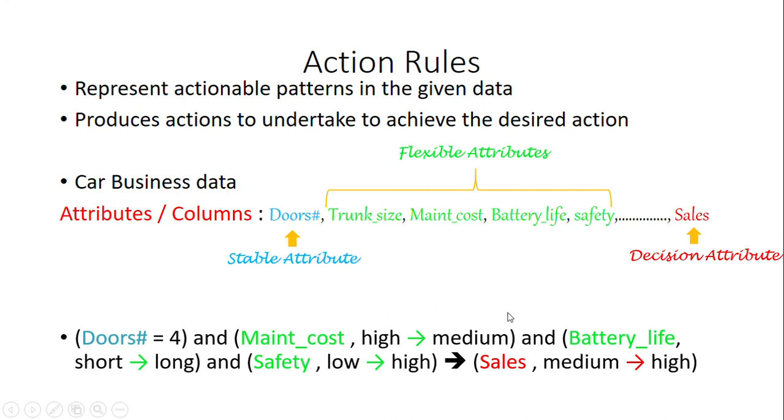So the company can use this. Similarly, the algorithm generates a lot of action rules. The company can accumulate all such action rules to come up with an idea of how to improve their sales.